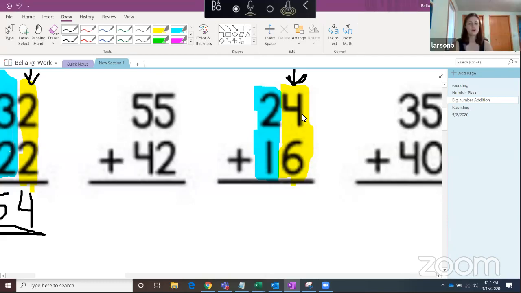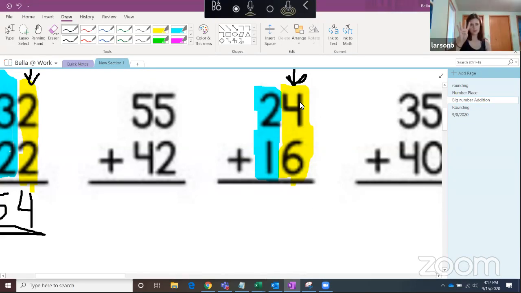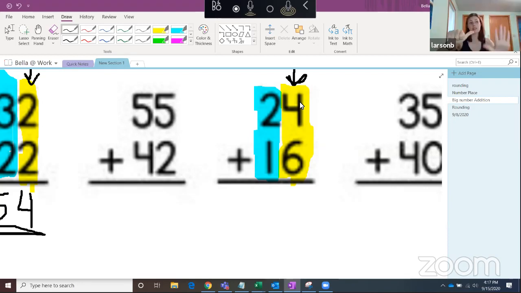Michael, do you know what 4 plus 6 is? 0 and 2 plus 1 is 4. Wait, 4 plus 6 is 0? Yes. If I put my hands up and I have 6 and I add 4 more to it, 7, 8, 9, 10, I have 10, not 0, right?